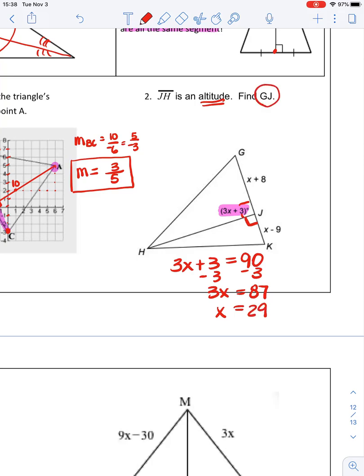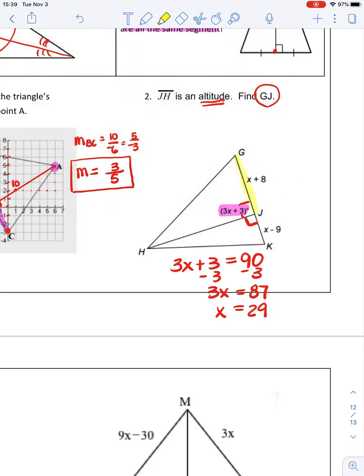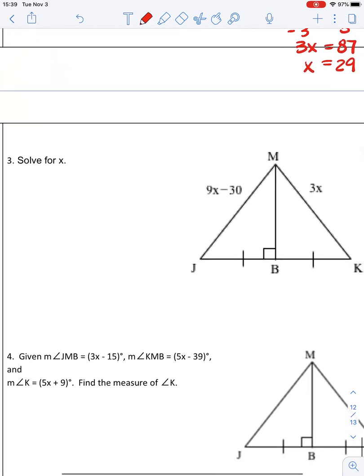Now that's not what I asked for. I asked for GJ. Well, GJ is this piece right here. So GJ is x plus 8. Well, x was 29. So it's 29 plus 8, which is 37. So GJ is 37, and that's the answer to that question. Notice it doesn't matter that the x that I found had to do with the angles, and then I'm applying it to segments. That doesn't matter. X is x. It doesn't matter how you use it once you find it.